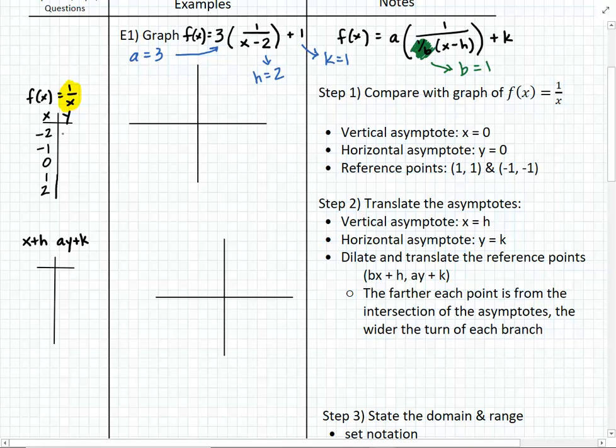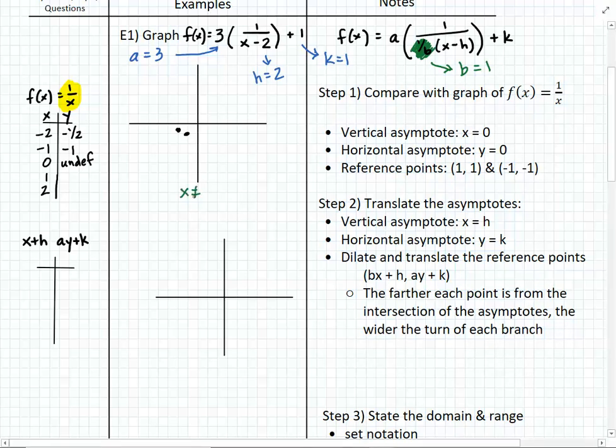1 over -2 is -1/2, so we have over 2 to the left, down 1/2, a little point right there. When x is -1, 1 over -1 is -1, so I got another dot right there. And when x is 0, 1 over 0, that's bad news. This is undefined. X cannot equal 0.